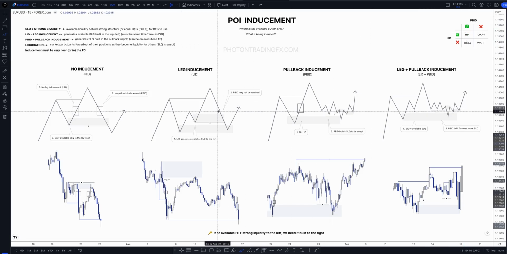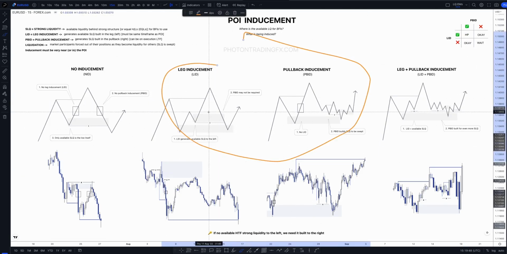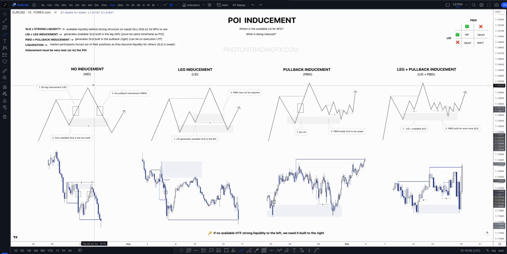If you have one but not the other, so these two examples, you either have it on the left but not on the right, or you have it on the right but not on the left, then it's pretty decent. Okay, it's okay. Maybe you want to get involved. You have to consider other confluence, and then this is always going to be the worst in terms of this POI holding, right? Because you have nothing. So that's why I just say wait for more.